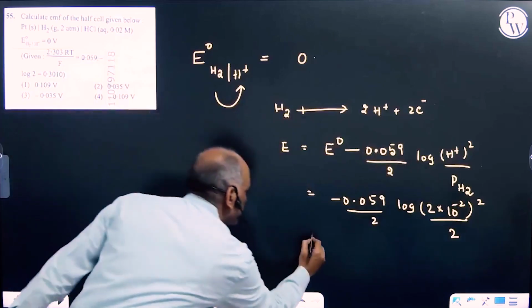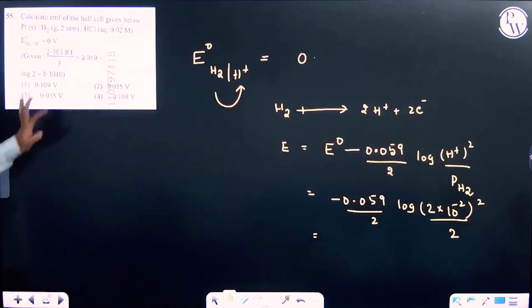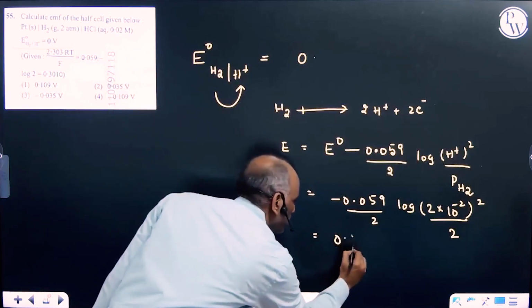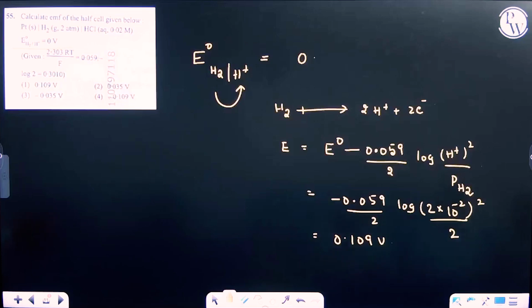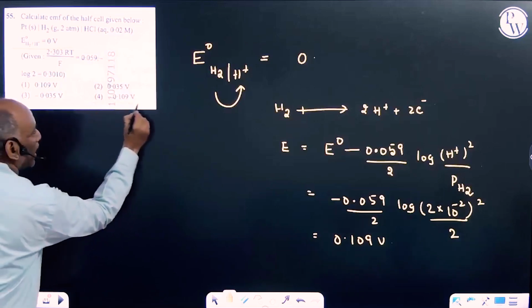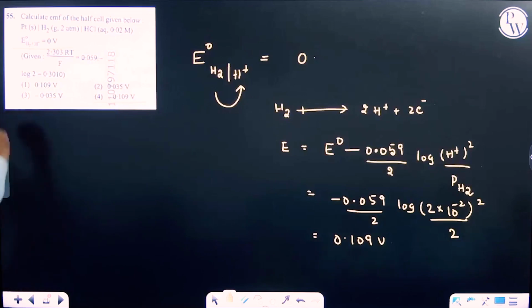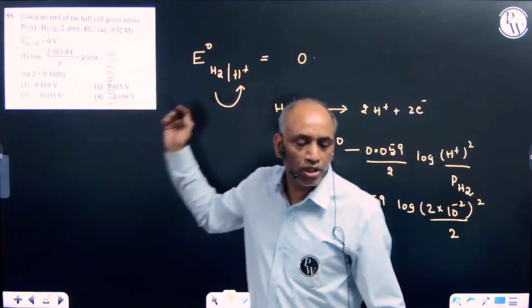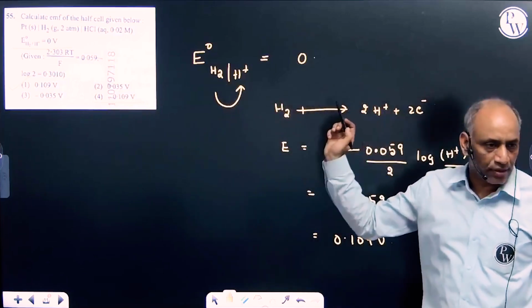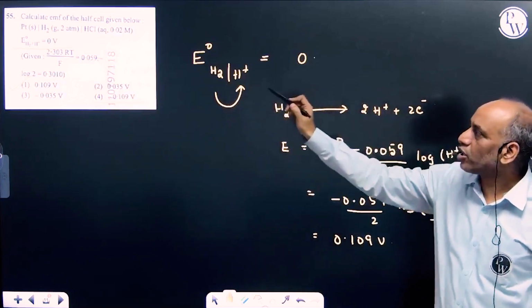Thereby, if you simplify this, the option will turn out to be 0.109 volts. There is every possibility that people will take this. But the correct answer is 0.109 volts, because he is asking oxidation potential. He is not asking the reduction potential of the electrode. If he mentions reduction potential, as per IUPAC convention, we need to go for SRT. But here he is talking about oxidation.